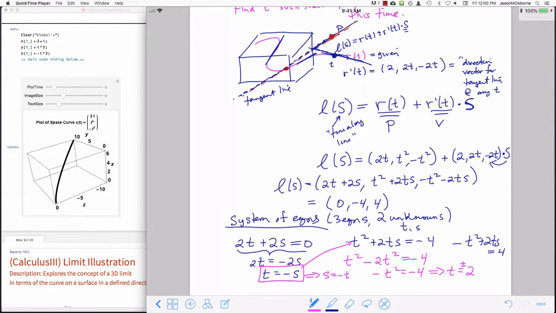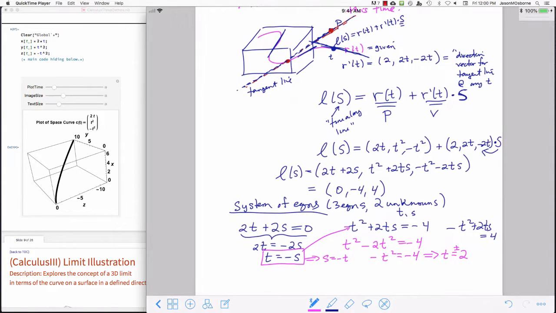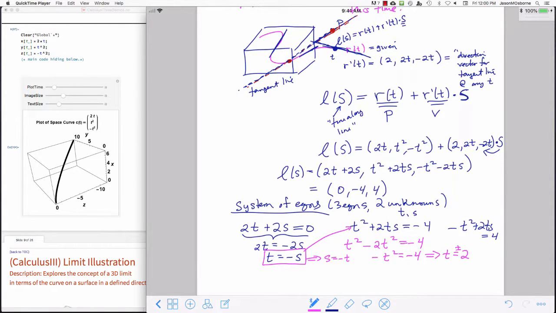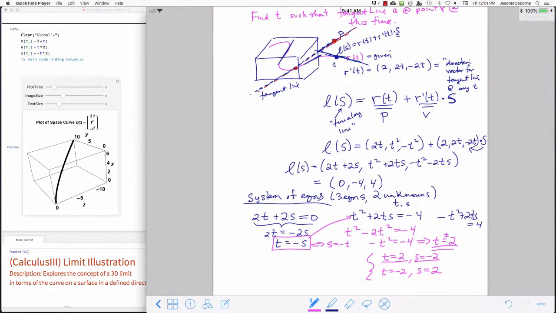So that tells us that it is possible when t is equal to plus or minus 2. So for example, when t is equal to 2, then s has to equal negative 2. Or you could have had t being negative 2 and then s would have come out to be positive 2.